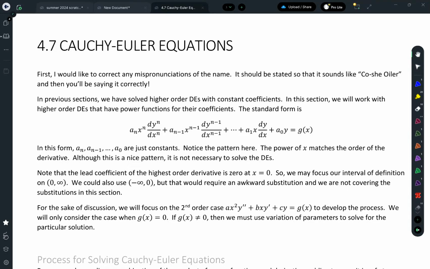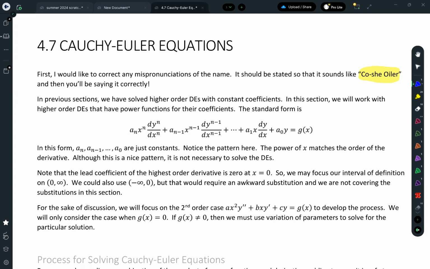Hello, today we're going to cover the topic of Cauchy-Euler equations. And this name, Cauchy-Euler, gets mispronounced quite often. I've heard so many different ways to say it incorrectly, so I have this little way to remember how to say it. It's like Cauchy and Euler. I like to say people's names correctly, so I just wanted to make a point of that for a moment.